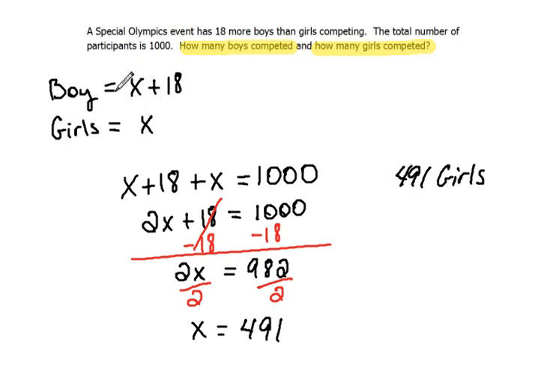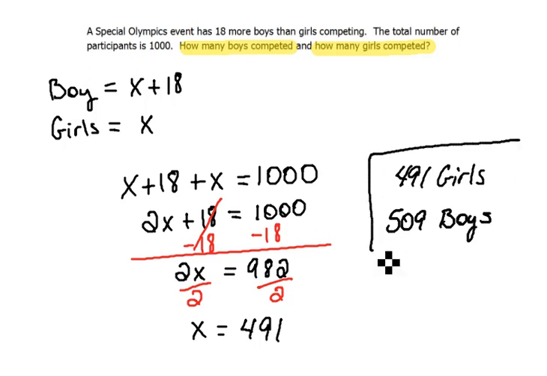Now, because the number of boys is 18 more than that, we would need to add 18 to this to get 509 boys. So there is our final answer. And you could always double check this if you wanted to. It says the total number of participants is 1,000. When we add up the 491 girls and the 509 boys, that does make 1,000 people competing in this event.